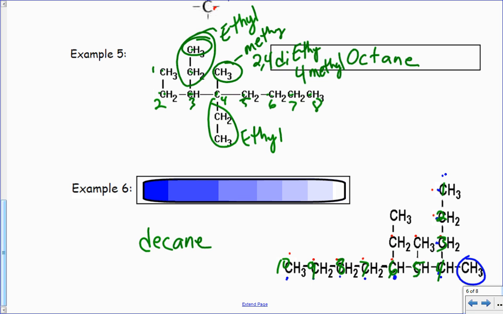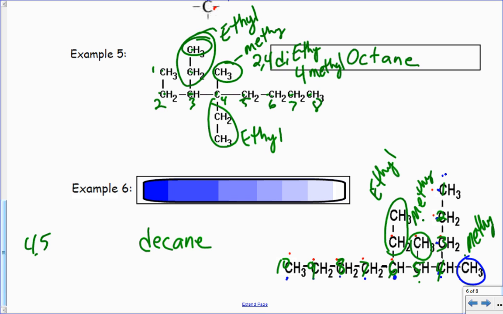On the fourth carbon, I have a methyl, a 1 carbon. On the fifth carbon, I have a 1 carbon. That's a methyl. And on the sixth carbon, I have a 2 carbon chain, which is an ethyl. Okay, so I have a 4,5 dimethyl 6-ethyl decane.